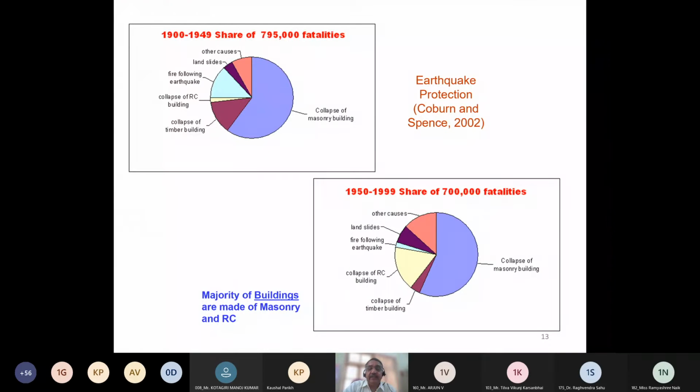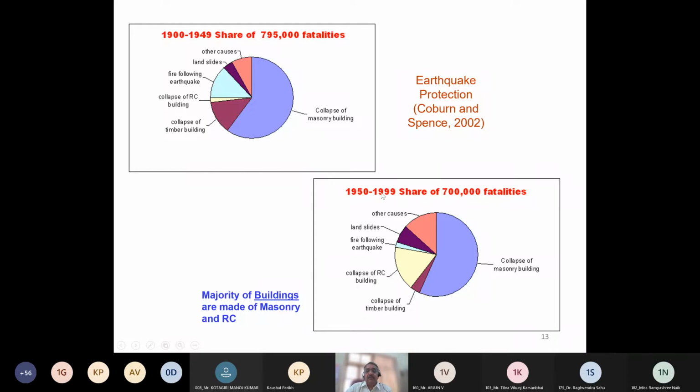If you look at the damage all over the world, 1900 to 1949, around 795,000 people lost their lives, and a major portion is due to collapse of masonry buildings. Most of Asia and even Europe, Latin America, South America have a lot of masonry buildings. Then collapse of timber buildings, very few RC buildings during that time. Then fire, post-earthquake fire hazard, landslide, and other causes.